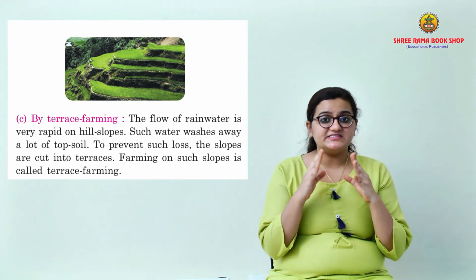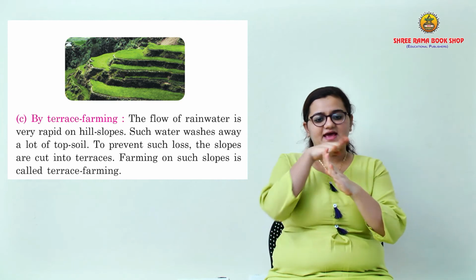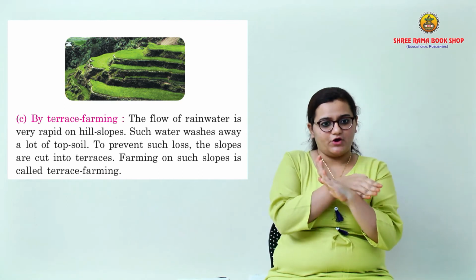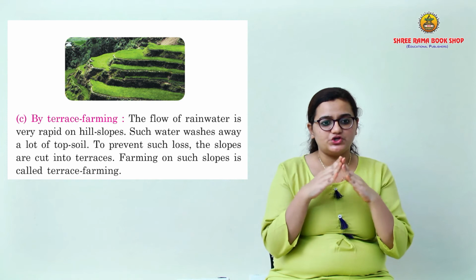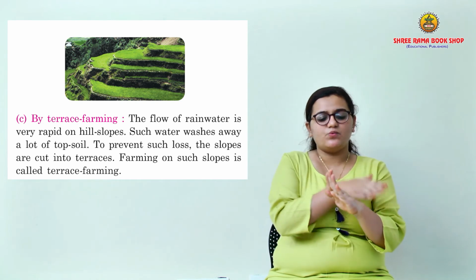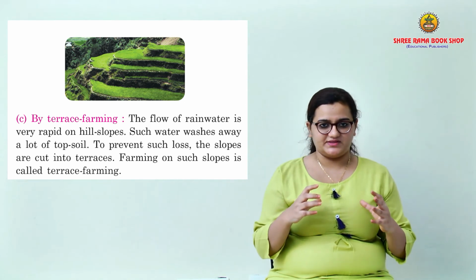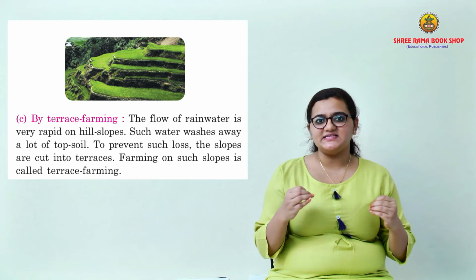To prevent such loss, the slopes are cut into terraces, right? They are cut like this. Farming on such slopes is called terrace farming. When it is cut like this, the water cannot easily take away the soil along with it. So this is terrace farming.